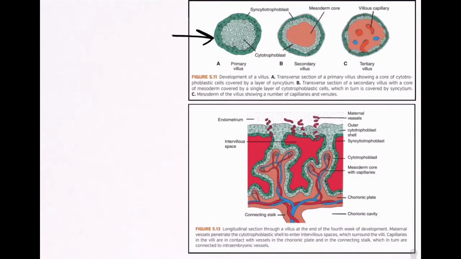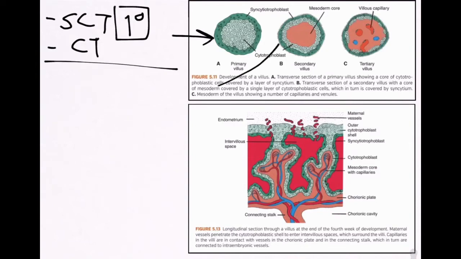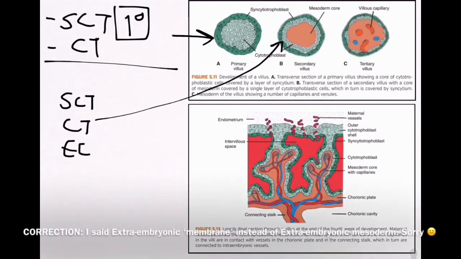Now that's a primary villus: outer syncytiotrophoblast, and it has a core of cytotrophoblast. Okay. Next is the secondary chorionic villus, where the extraembryonic mesoderm is the newly added layer, right? So you've got the syncytiotrophoblast outside, within that the cytotrophoblast, and within that the extraembryonic mesoderm. This structure is known as a secondary chorionic villus.